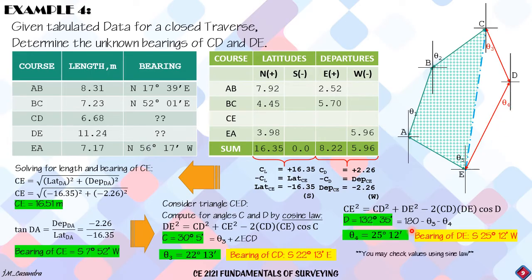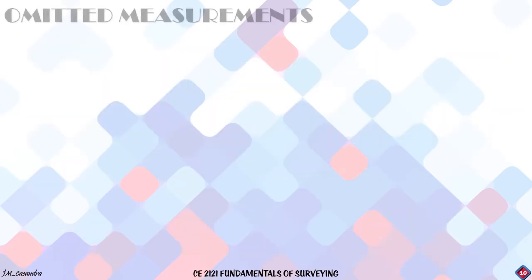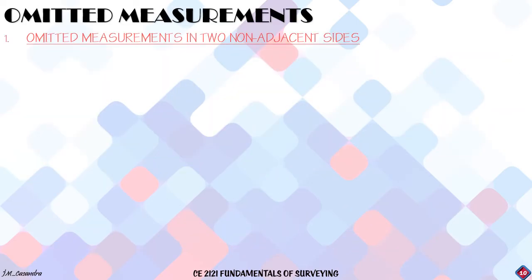You could check your answers by using the sine law instead. And you can also check your answers by placing your bearings here and checking that the sum of latitudes and departures should be equal to 0. Okay, so let's move to the next type of omitted measurements.